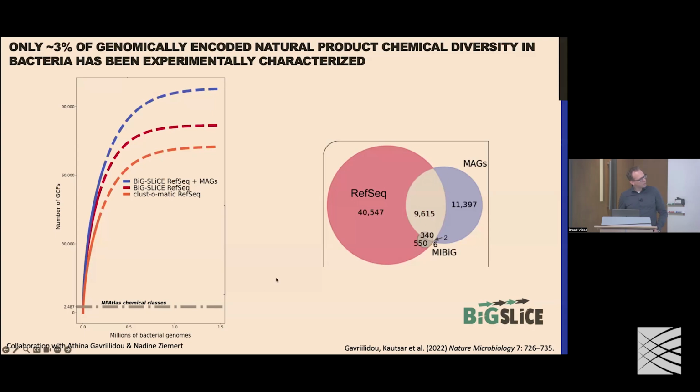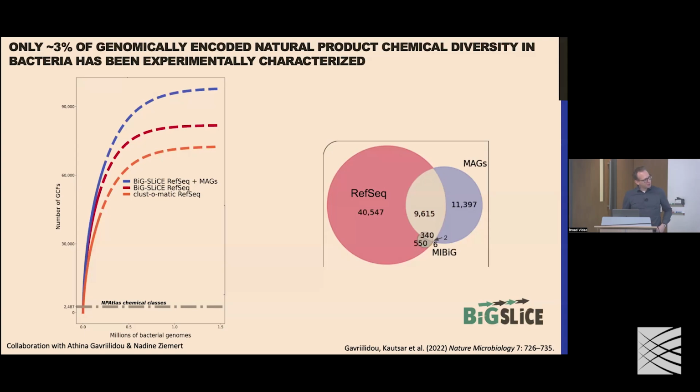Actually, we used two independently developed clustering algorithms, one in my group, BiG-SLiCE, and one from the Helmholtz Institute for Pharmaceutical Research in Germany called CLUSTOMAP. But as you see, they gave similar results. These were used to group these gene clusters into gene cluster families in a way that ideally all of the gene clusters in one family correspond to pathways that are making similar molecules.